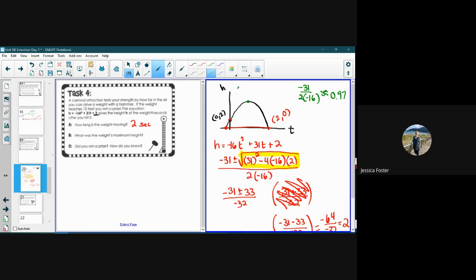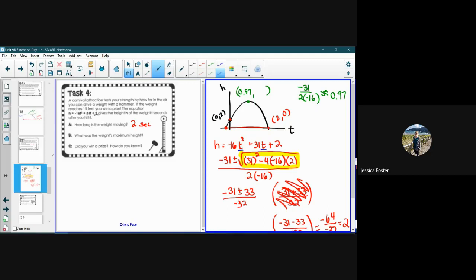So I'm looking for when x is 0.97, what's my y value? So we're going to plug that back into the original equation. So right here, instead of a t, I'll put 0.97. I'm going to use my calculator for this part too. Make use of the tools you have. So I'll do negative 16 times 0.97 squared plus 31 times 0.97 plus 2.